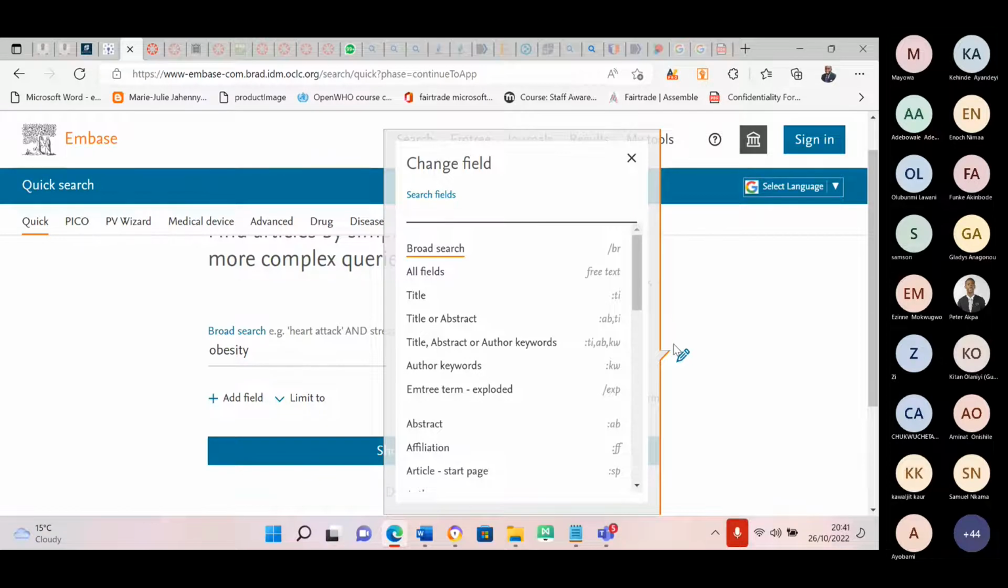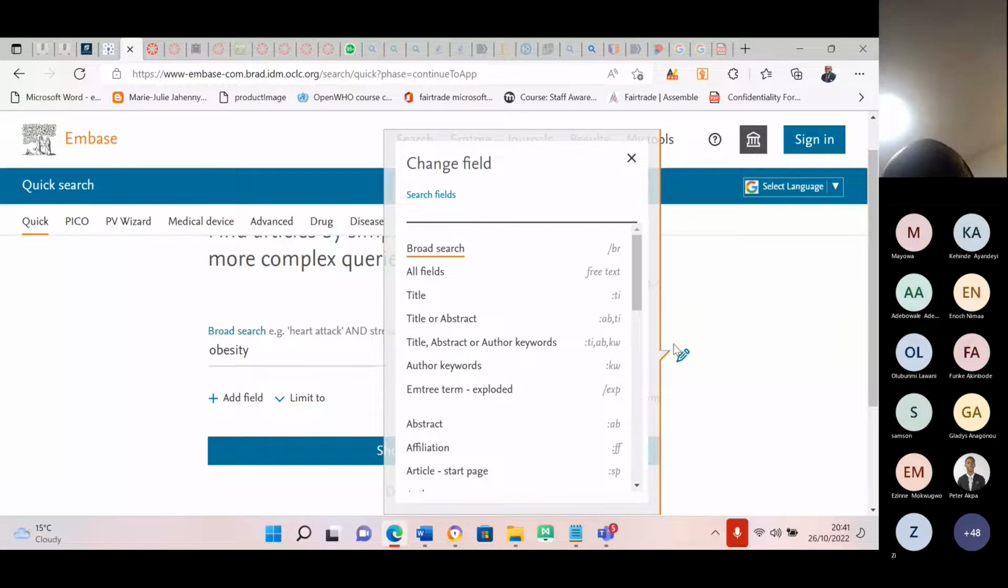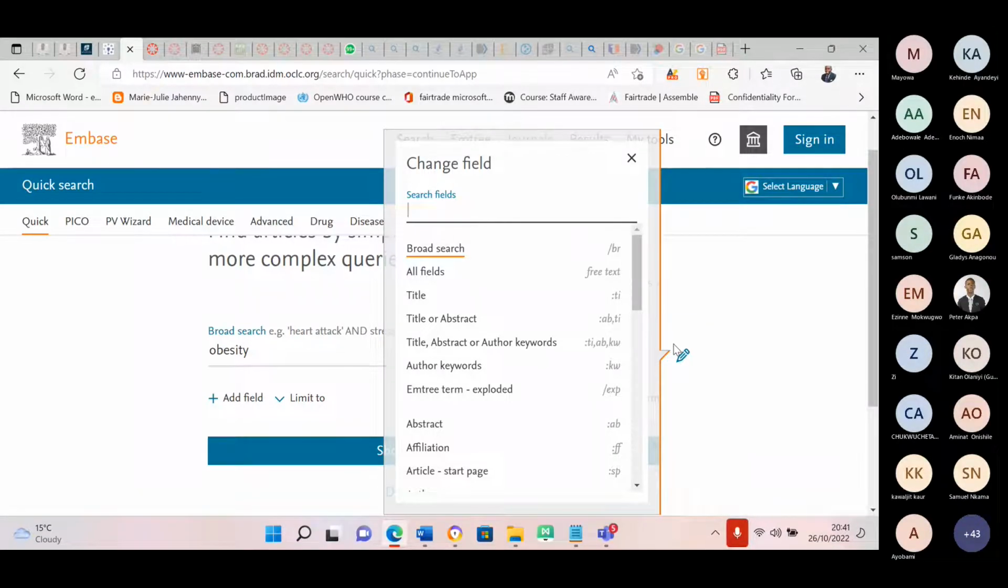So mesh terms: each database has already grouped articles into different categories. Now in Embase, the word they use for mesh terms is explode. So all articles that have something about obesity are categorized in one area, under a particular mesh term.